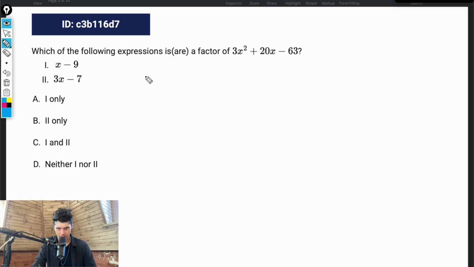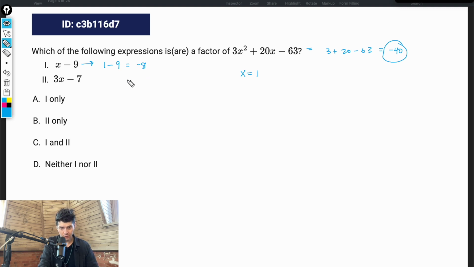I'm going to be really snarky here. I'm going to pick x as 1. When x is 1, this expression is equivalent to 3 plus 20 minus 63. 23 minus 63 is negative 40. Let's see what's a factor of negative 40. Is this one a factor of negative 40? 1 minus 9 is equal to negative 8.